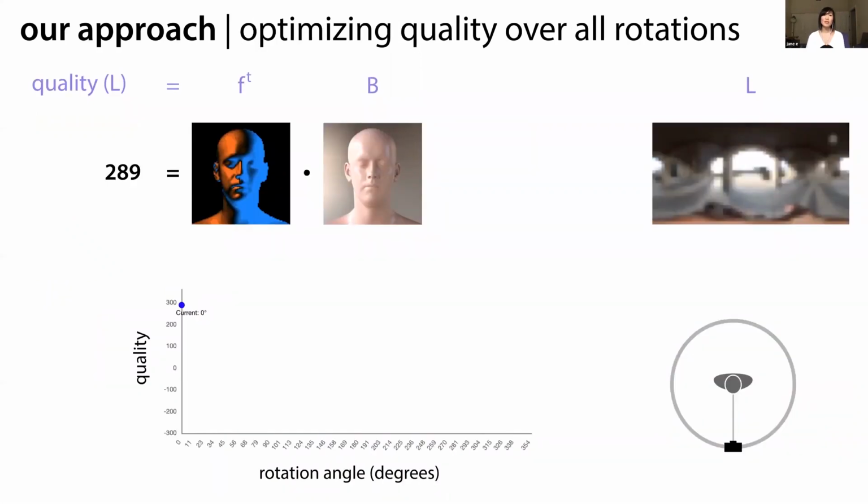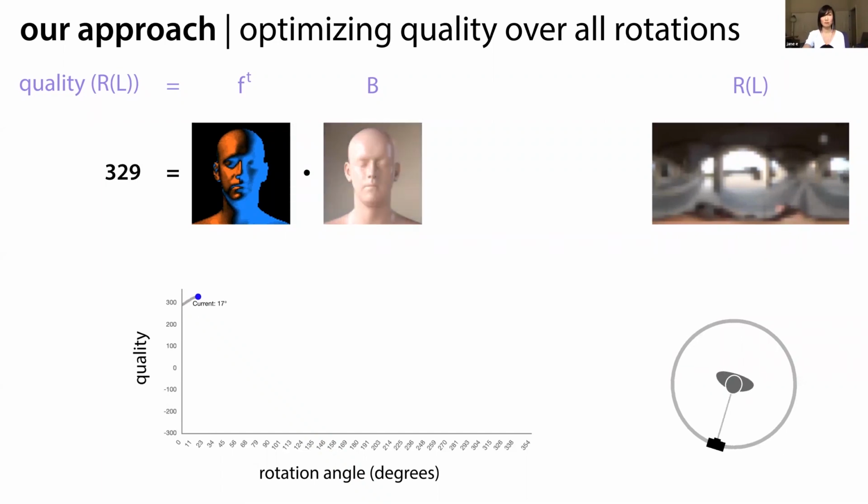We've walked through how to compute the quality for a given environment. So at this orientation, the quality metric is 289 for this specific target studio lighting. We can rotate the environment map to compute a new quality value. Notice that this rotation of the environment map is equivalent to rotating the subject. For this target and environment, 23 degrees is the optimal orientation. Here, our quality metric is maximized with a value of 332.